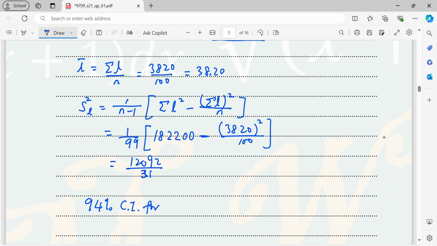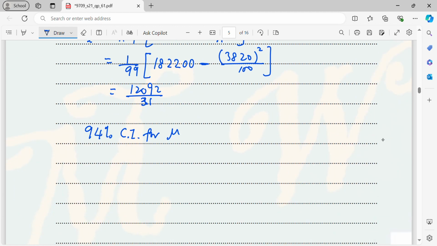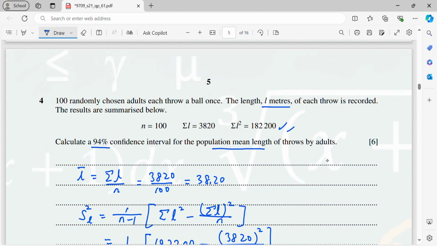Population mean. So for mu, that is going to be L bar plus minus Z alpha over 2, that means it's 0.03, then square root of SL squared over N. This is the formula. Now here, you sketch a graph. Because we know that it's 94%, and the N is large, which is 100. Therefore, by using central limit theorem, we will be using the normal distribution to solve this question.